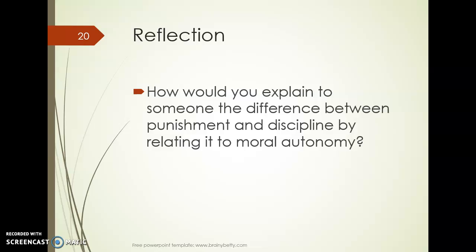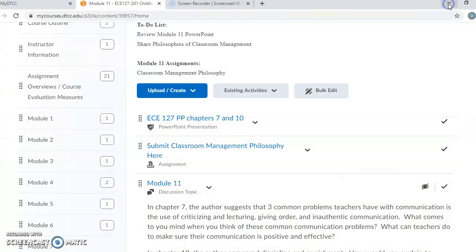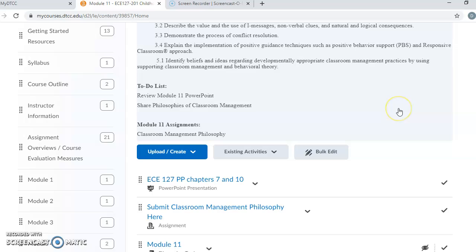So here's our last question. It says, how would you explain to someone the difference between punishment and discipline by relating it to moral autonomy? So moral autonomy means independence. So I have included this in your discussion board for this week. How would you explain to someone the difference between punishment and discipline, and which one does a better job at promoting independence with the children?